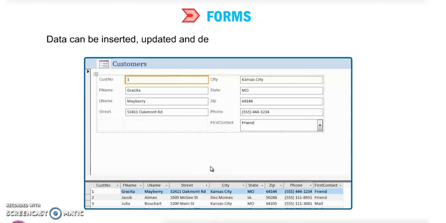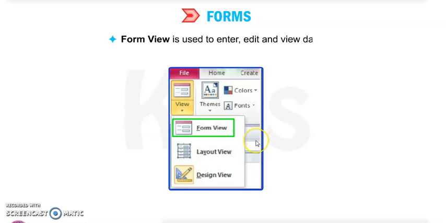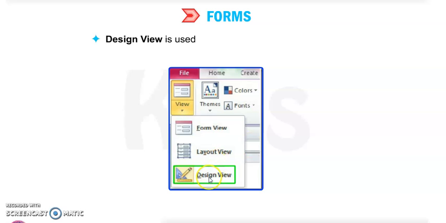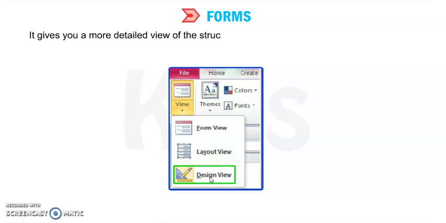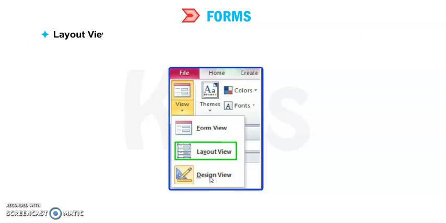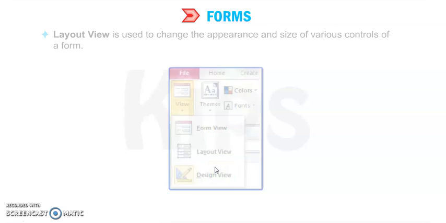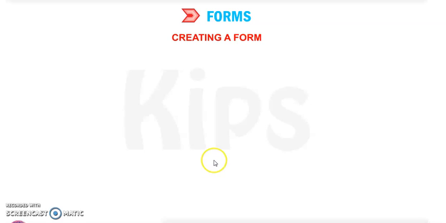Form we will create after creating the table only. We cannot create it directly. Data can be inserted, updated and deleted from a table by using the form option. Access provides three main views in which a form is displayed. Form view is used to enter, edit and view data. Design view is used to adjust the design of your form. It gives you a more detailed view of the structure of a form such as header, detail and footer sections. And layout view is used to change the appearance and size of various controls of a form. Now, how can we create a form?